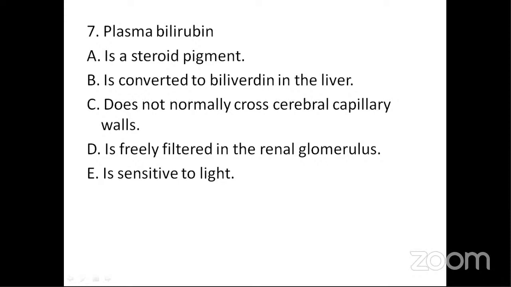The bilirubin protein complex is too large to pass the glomerular filter, so it cannot be easily filtered. And last but not least, it is sensitive to light. It is true. Light converts bilirubin to lumirubin, which is excreted more rapidly.